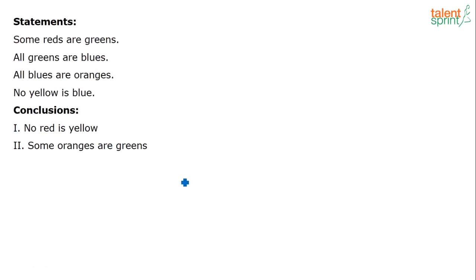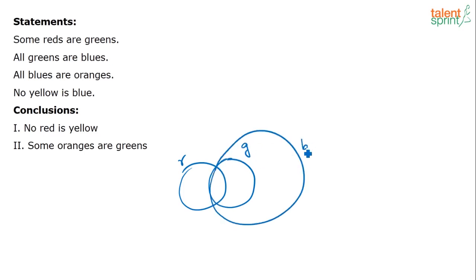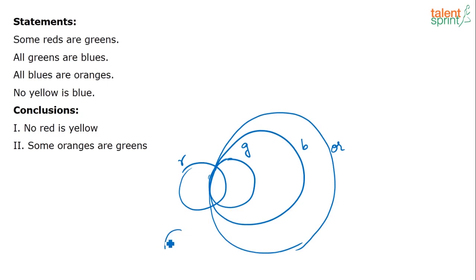Some reds are greens, all greens are blues, all blues are oranges, no yellow is blue. So let us represent the statement in a Venn diagram. Some reds are greens, all greens are, so blue is a bigger set, correct? All greens are blues, all blues are oranges, and no yellow is blue. So there is a set called yellow. This yellow and blue are disjoint sets. That's all that is given.